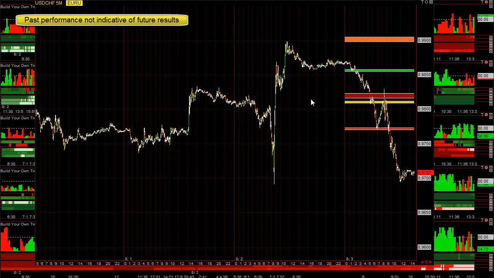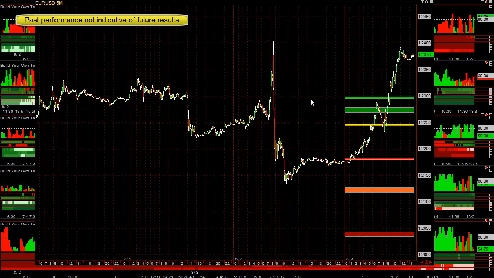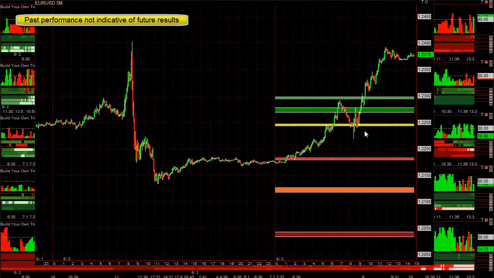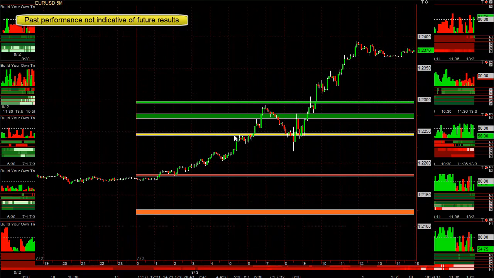Let's look at some of the other ones. Eurodollar. You can see yesterday's lower value area. When it went above that, it exploded up. Found resistance here at the point of control of yesterday. Went above that, found resistance at last week's value point high, and then came up and found resistance at yesterday's value point high. Came back down and found support, bounced between last week's high and this, and then took off.